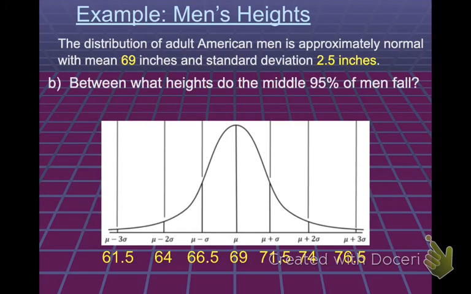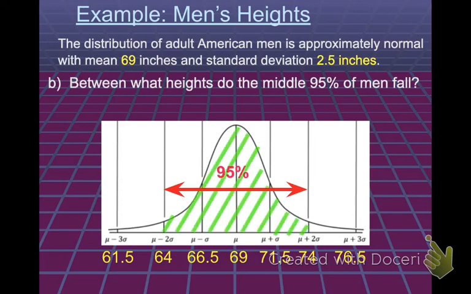Between what heights do the middle 95% of men fall? So again, we know from our empirical rule, 95% should be between 2 standard deviations above and below. So we would look at those 2 values to answer that question. So 95% of males should fall between the height of 64 and 74 inches tall.